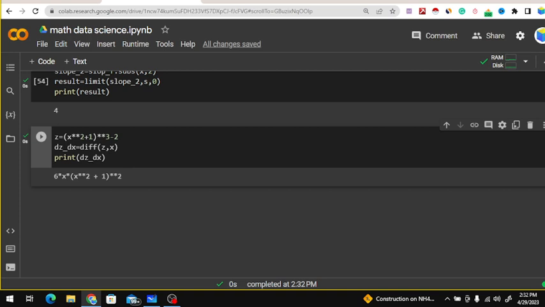But there is another way we can also use the chain rule. So calculate the derivative dz by dx without the chain rule, but still get the same answer.